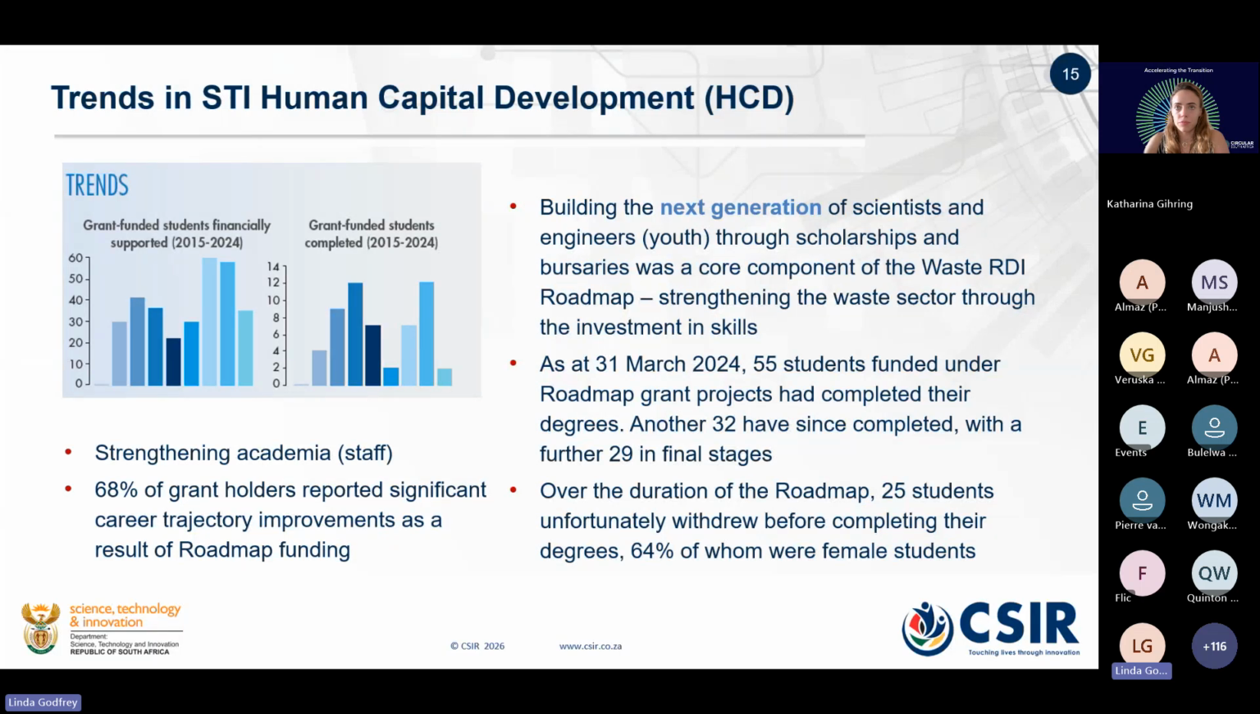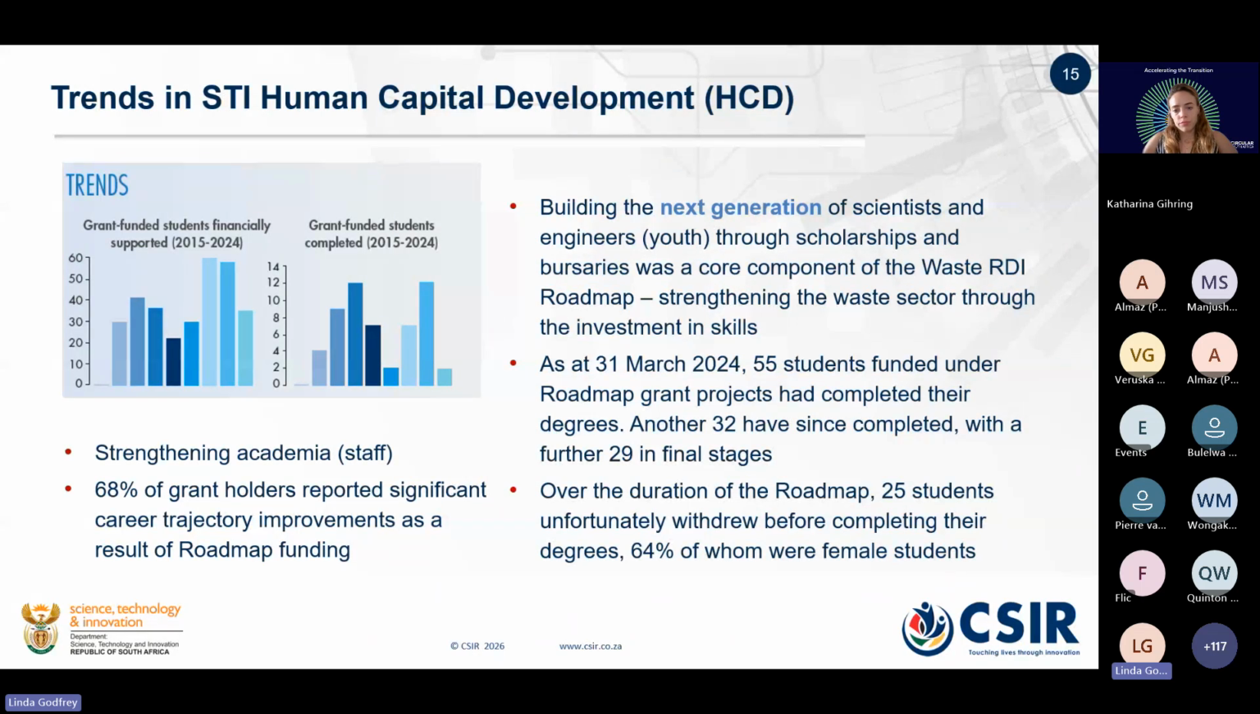However, sadly, over the 10 years of this roadmap, 25 students actually withdrew before completing their degrees, 64% of whom were female students. And I think this really highlights some of the societal challenges that young women face in terms of furthering their university education and postgraduate studies, and something that we continue to work really hard on to ensure that these figures drop. We also did see a significant withdrawal of students during the pandemic, students who realized that to give maximum benefit and effect to their education, they wanted to step away. And we hope that those students do return post the pandemic to complete their studies.